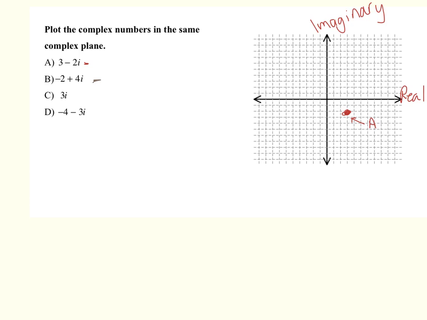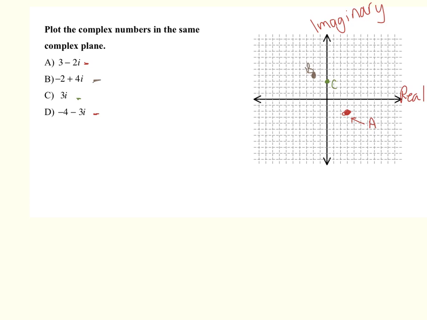The next one says -2 plus 4i, so the real part is -2, meaning I'll go to the left 2. The imaginary part is 4, so I'll go up 4. And there's my point for letter B. For letter C, it says 3i, which means the real part is 0, so I won't go left or right at all. The imaginary part is 3, so I'll go up 3. There's my point C.